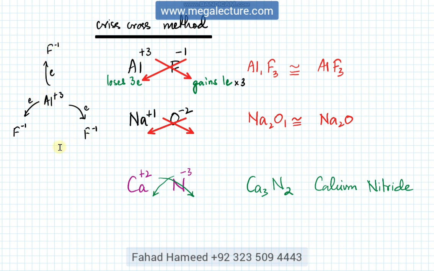But you don't have to go into this much detail. All you need to do is, you see the 3 over here, you multiply fluorine with 3. You see the 1 over here, you multiply aluminium with 1. So there's 1 Al and there are 3 fluorines. There's no need to write 1 because even if you don't write it, it's still 1.